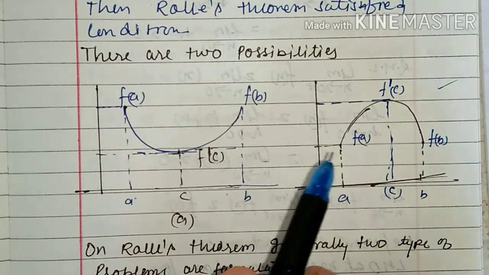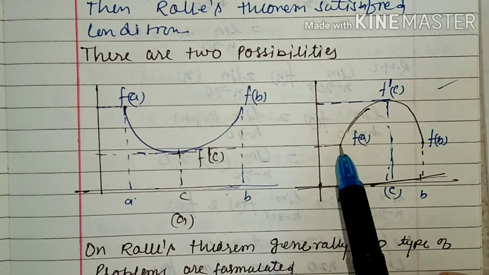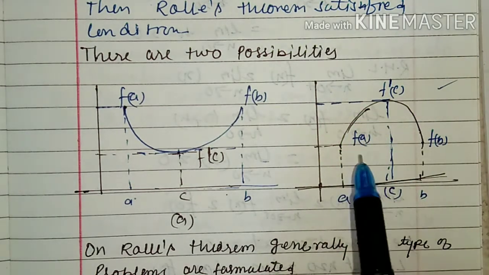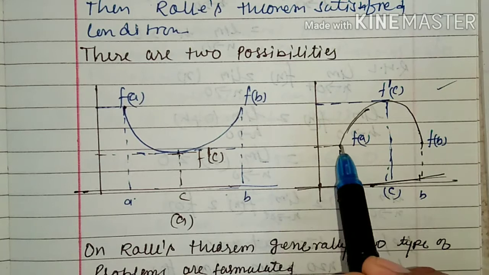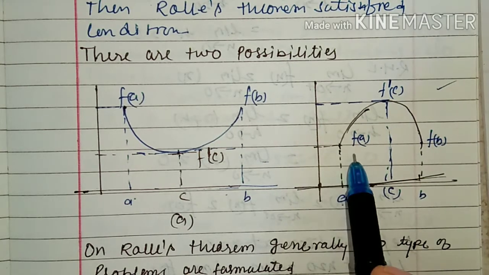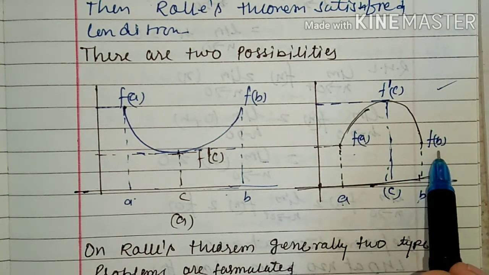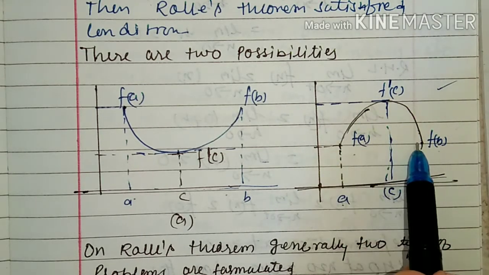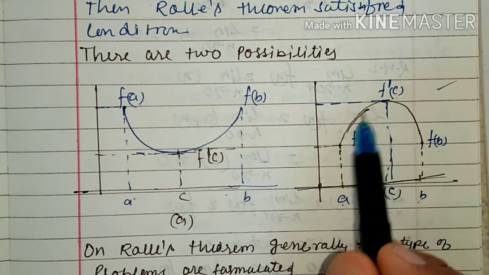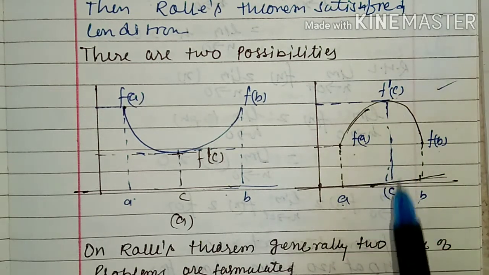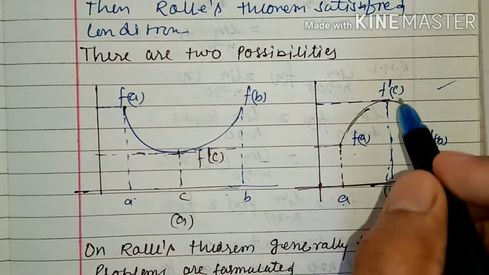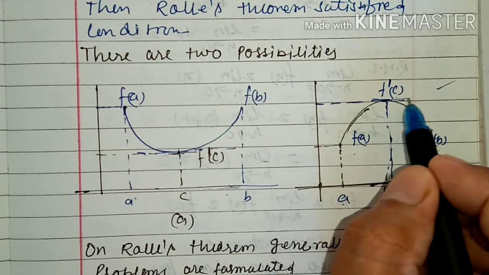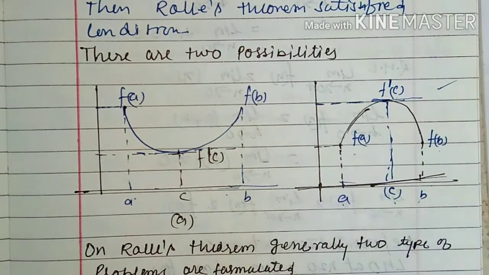Okay. Next is the parabola open on the lower side. At a the function value is f(a), at b the function value is f(b), and c is any point on the curve. If we draw a tangent at that point, it must be parallel to the x-axis. Clear?